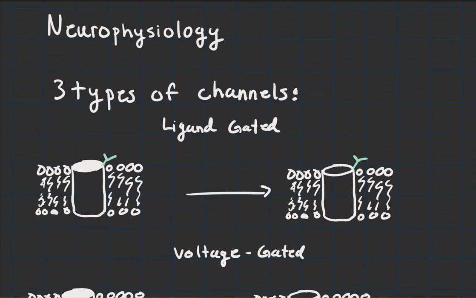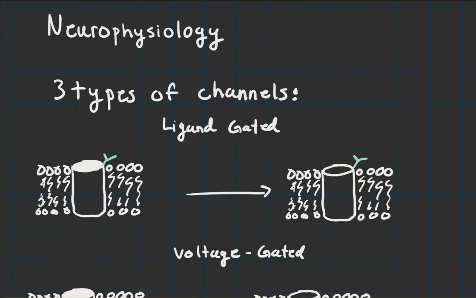The thing about channels, and this is a difference from a carrier, is that they have gates on them. And just like a gate in real life, in order to open a gate you need to unlock it. In the case of these channels, there are 3 different types of gates that require 3 different types of keys, if you will, to unlock them. And the first type of gate is a ligand gated, and this would be most analogous to a literal lock and key to open a gate.